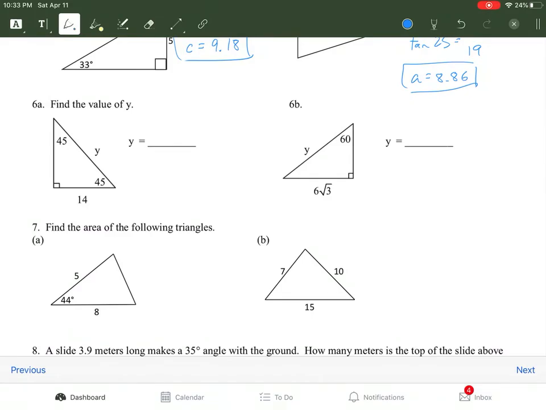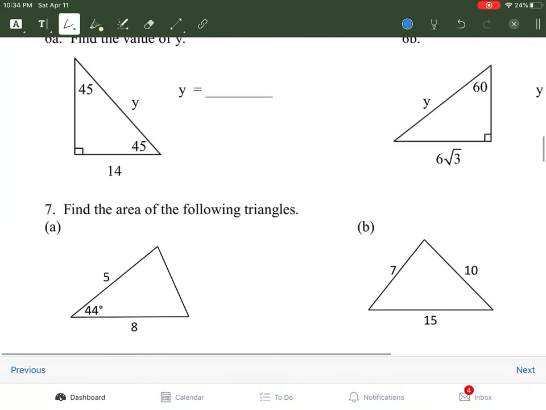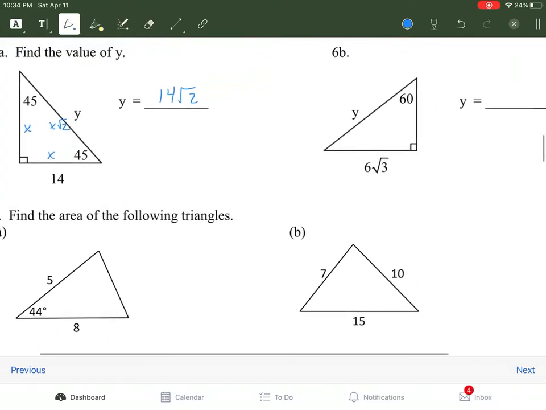For 6A and B, these are 45, 45, 90 and 30, 60, 90 triangles. So the relationship is, for 45s, this is x, and this is x, and this is x root 2. So we're going to find out y is, if x is 14, put 14 in for the x, and this would be 14 root 2.